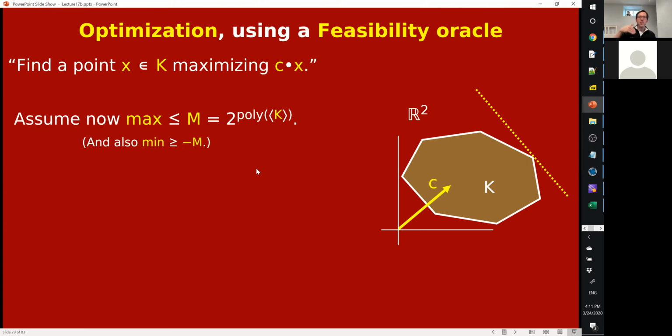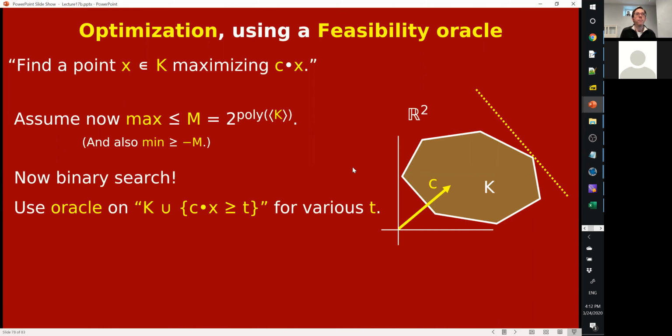And we can also do the same thing just to get started for binary search. We can ask if c dot x is able to go to minus infinity. Actually, even if it's not, we can just put in some big box constraints. So let's just assume we also have this number minus M, that we know the maximum is at least this. And now we can binary search.